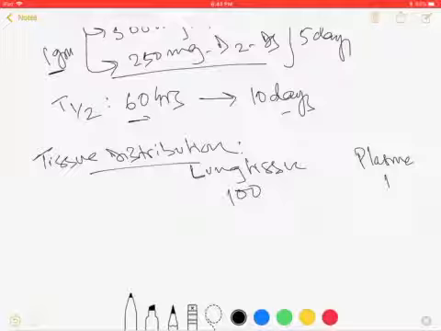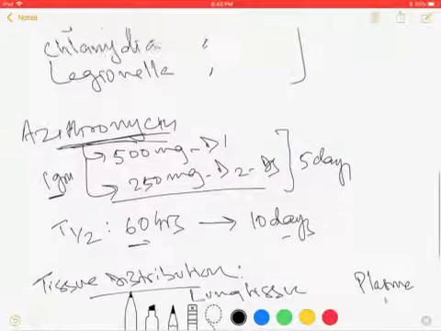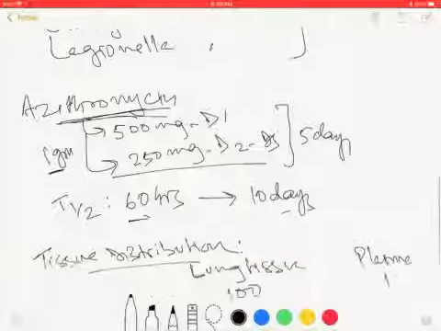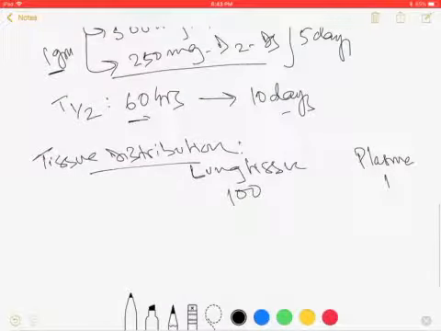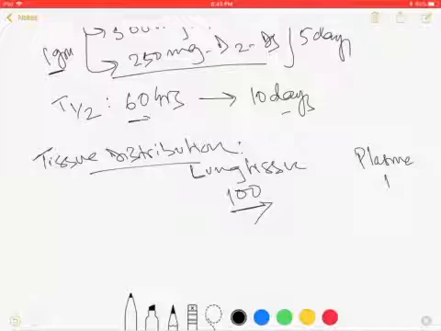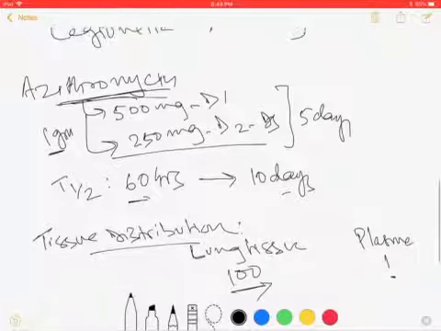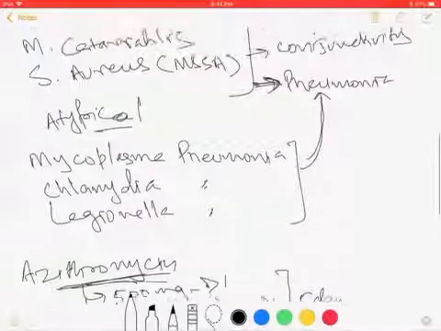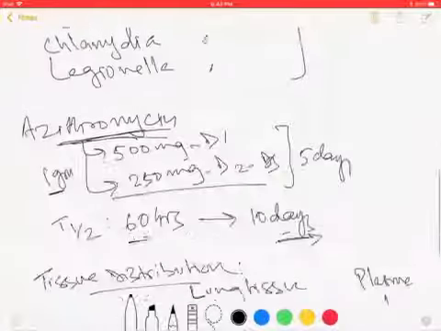So that's the reason when we treat atypical pneumonia with azithromycin, or community-acquired pneumonia with azithromycin along with penicillin, the reason we use azithromycin is because it has a really high concentration in lung, almost 100-fold compared to plasma. It stays in your system for a long time, almost 10 days, and has a very simple dosing regimen. And as I said, it covers atypical and typical. So that's the most common one.